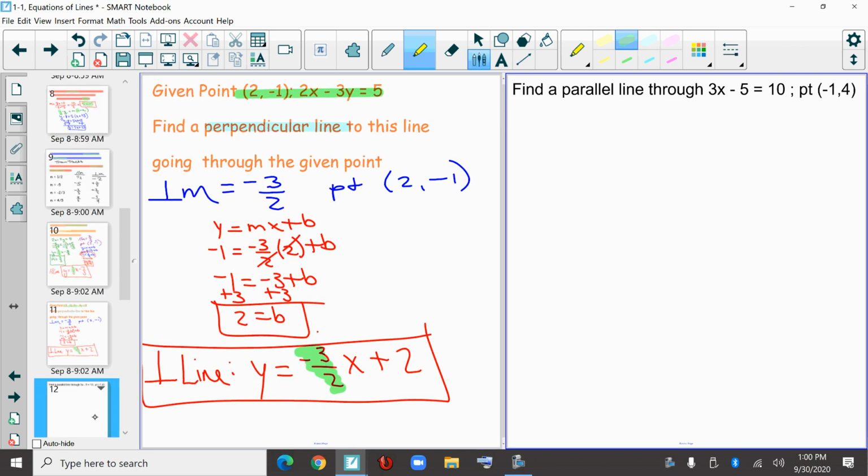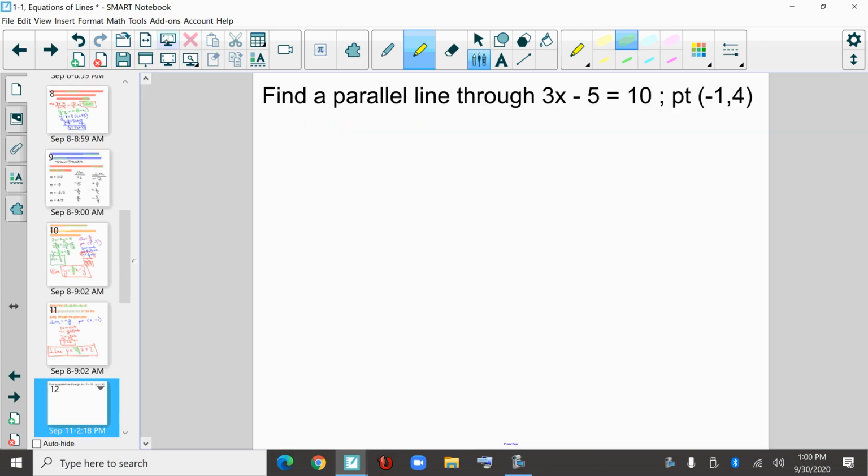Last problem of the day for your notes. This is a really easy one that oftentimes you never get in Algebra 2. So find the parallel line through 3x - 5 = 10. Okay, great. So 3x, let's go ahead and solve this. So 3x is equal to 15. So x is equal to 3.